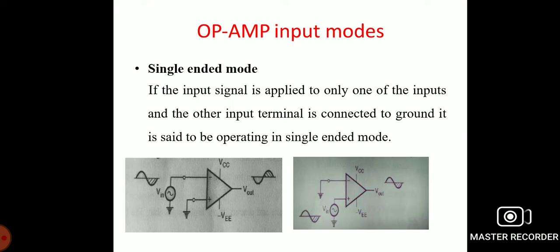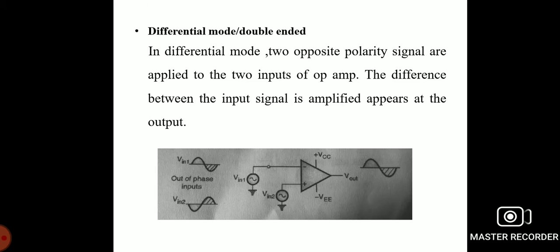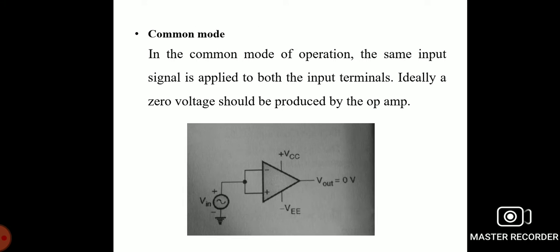Now, what is differential mode or double-ended mode? In differential mode, two opposite polarity signals are applied to the two inputs of the operational amplifier. The difference between the input signals appears at the output. Now what is common mode? In common mode operation, the same input signal is applied to both the input terminals. Ideally, 0 volts should be produced by the operational amplifier.